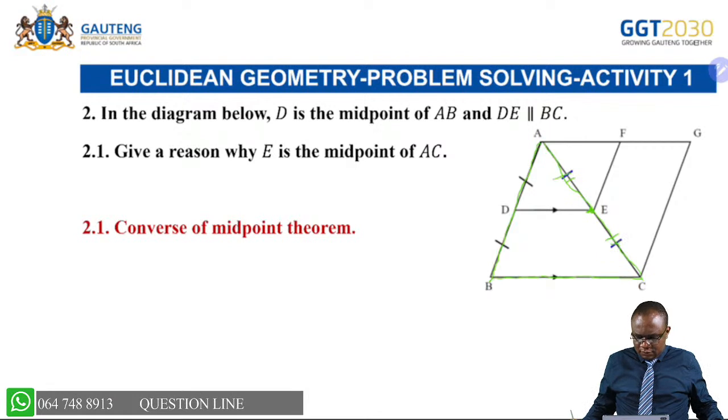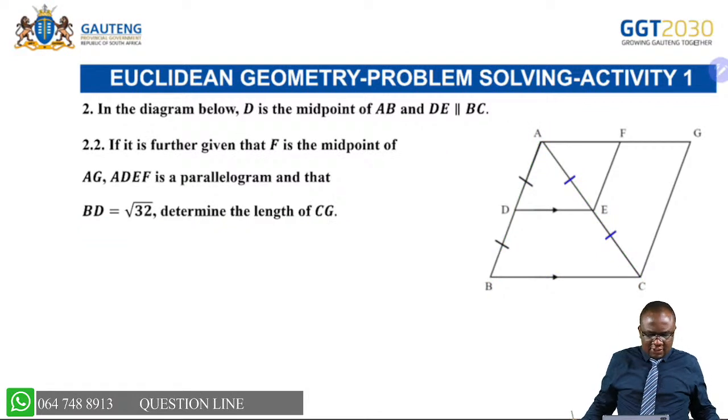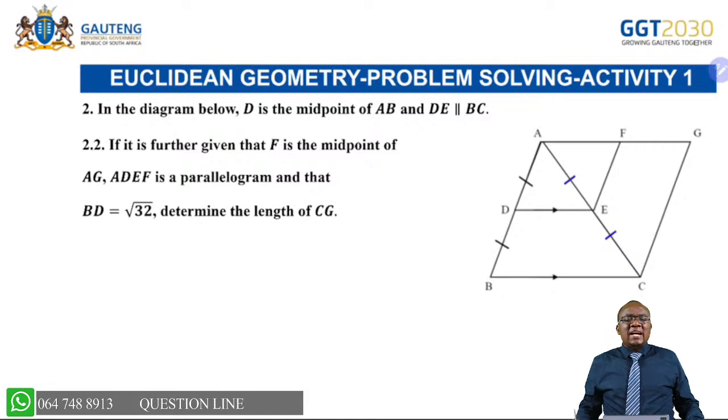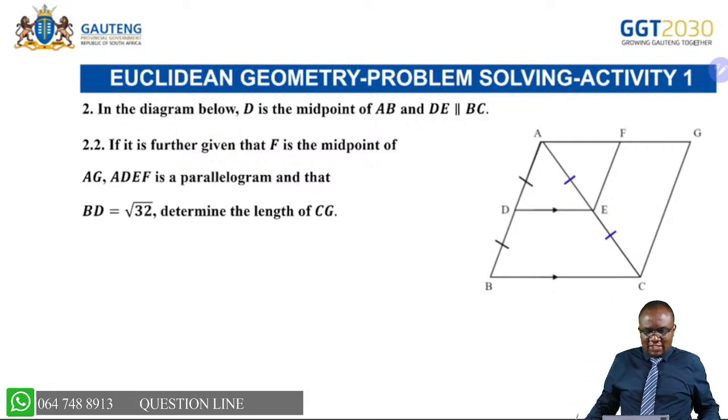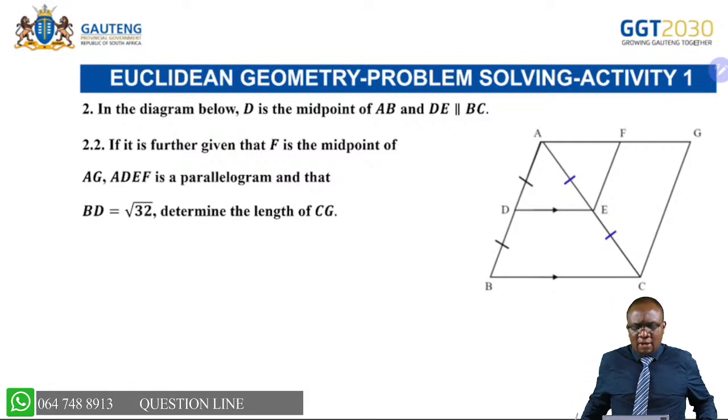Oh, I was busy highlighting that. Okay, it's fine. Now I want you to try this. We have proved that AE is equal to EC, and we're given that ADEF is a parallelogram. Let's find the length of CG. I'm going to give you 2 minutes, then after 2 minutes we're going to discuss. Please don't wait for my answers. You must try, and if you get it wrong, it's fine, but let's get it wrong first before I give you the answers. 2 minutes, let's try.